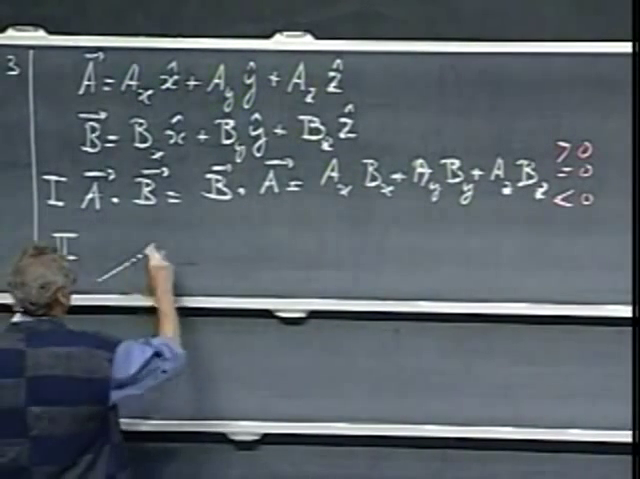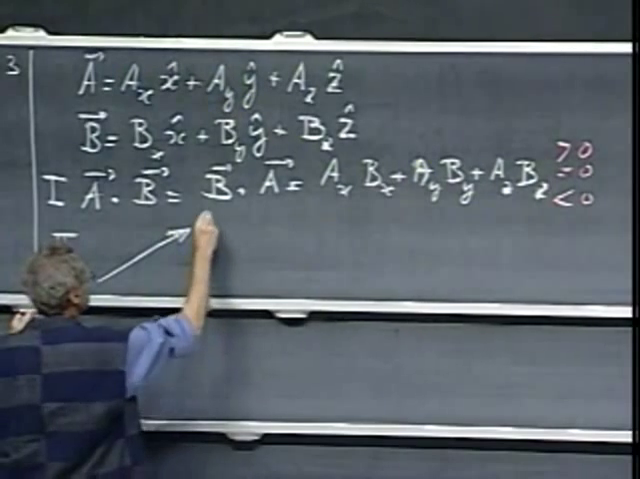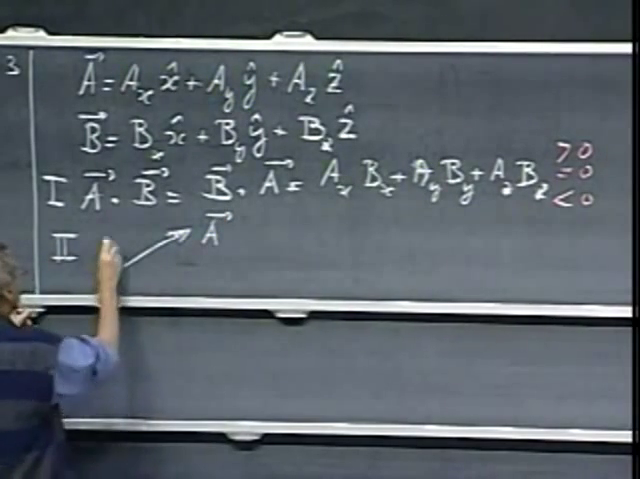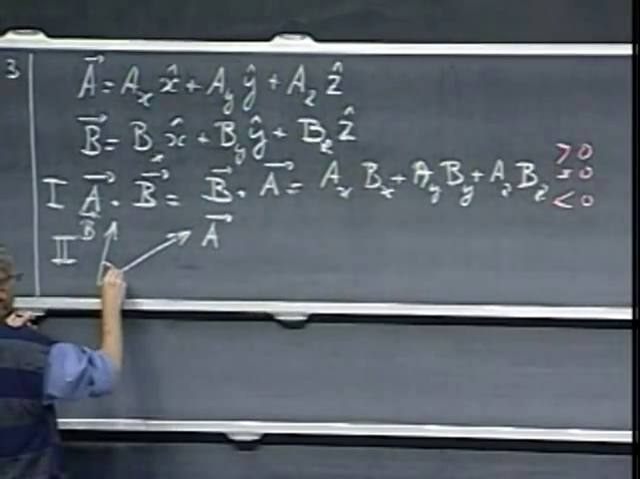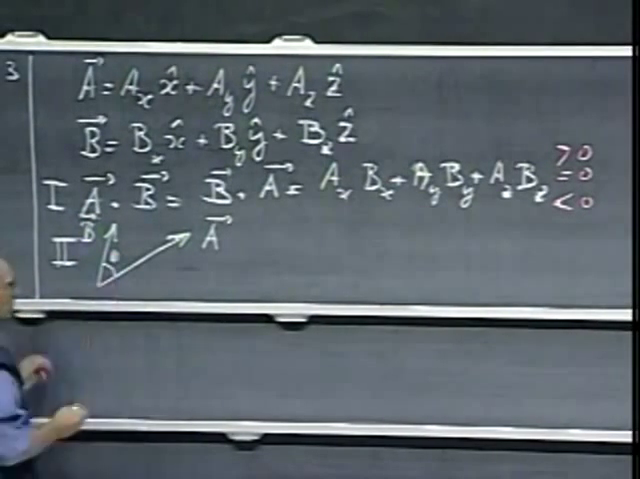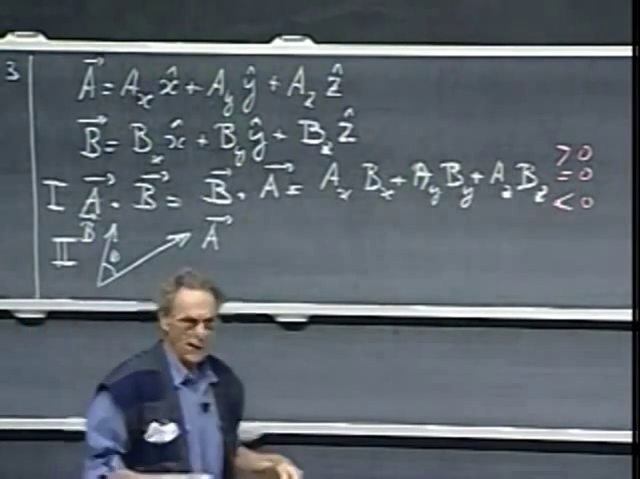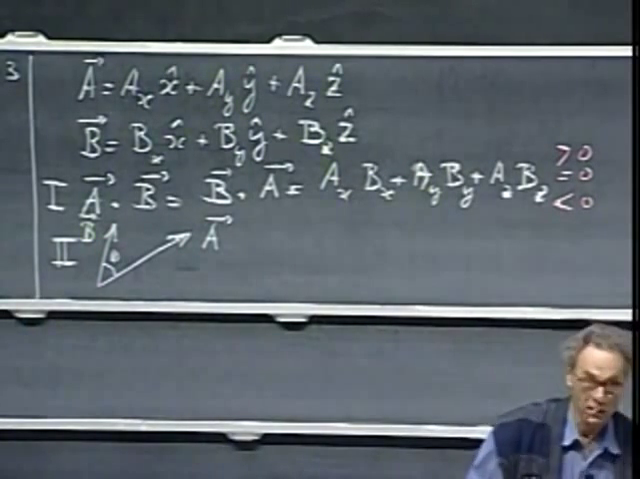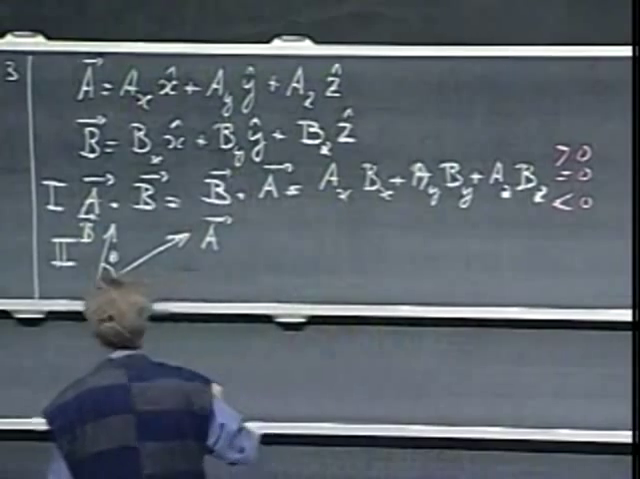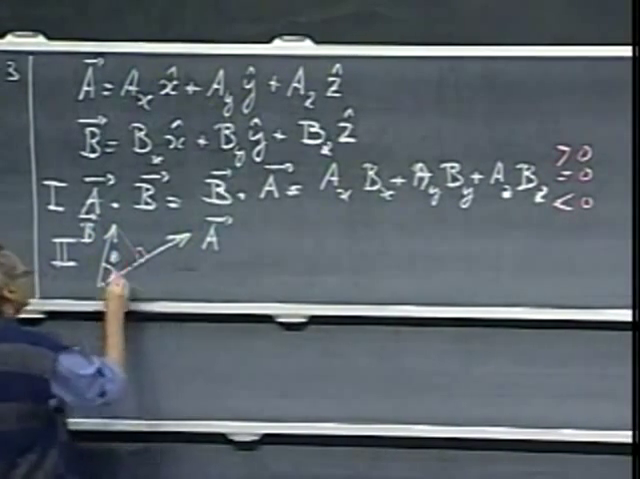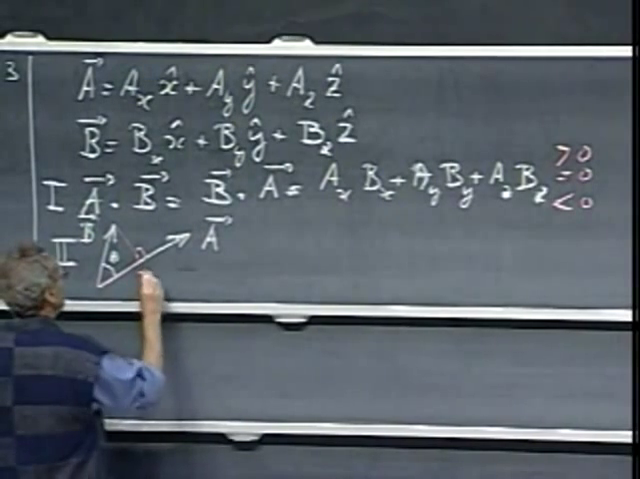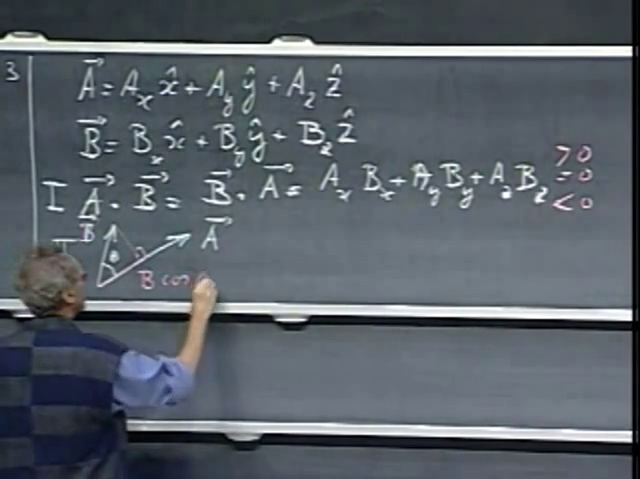If you have a vector A and you have the vector B, and the angle between them is theta, then you can project B on A, or A on B for that matter, it makes no difference. And the length of this projection is then, of course, B cosine theta.